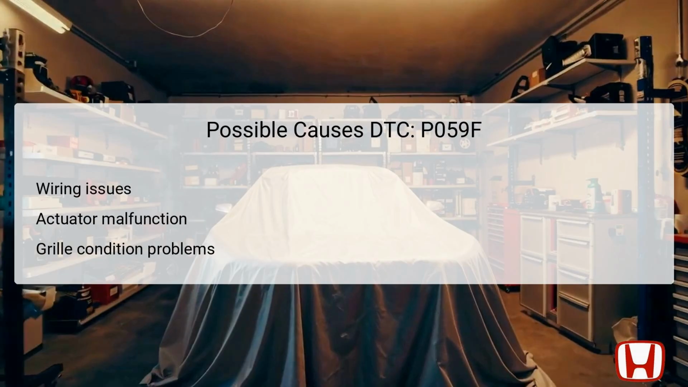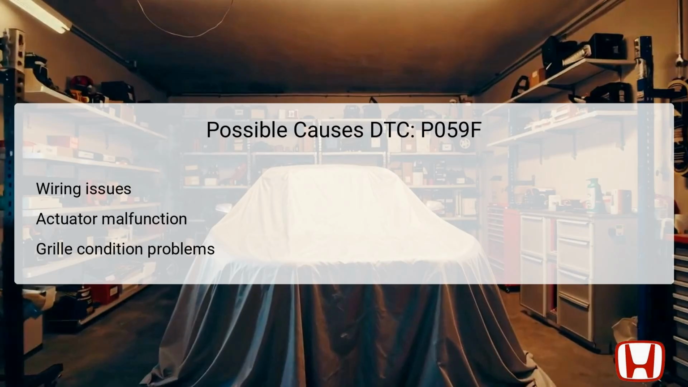The possible causes for DTC P059F include several factors that can affect the operation of the shutter grille assembly. First, wiring issues, such as shorts or breaks in the electrical connections, can prevent the actuator from functioning properly. Second, a malfunction within the shutter grille actuator itself could lead to failed communication or physical movement of the grille.